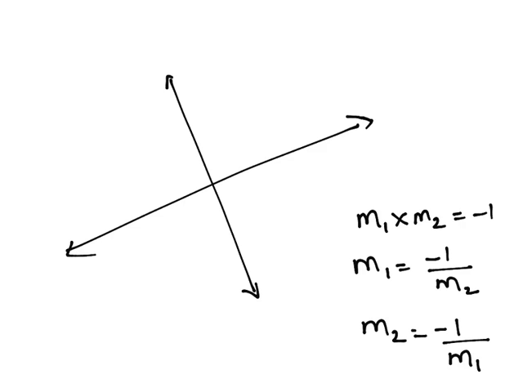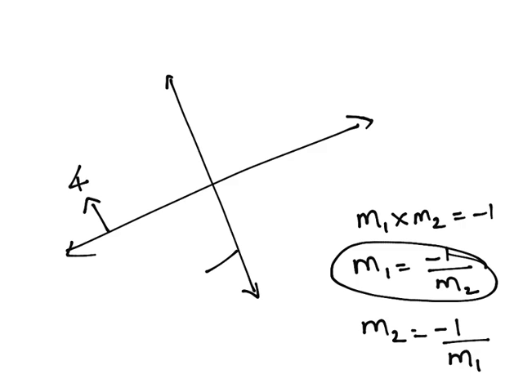Again, what does it mean? It means the slope of one line will be the negative reciprocal of the slope of the other line. So let's say the slope of this line is 4. Now the slope of the perpendicular line will be, we know that the reciprocal of 4 is 1 by 4, a negative reciprocal, so -1 by 4. Suppose, let's say, okay, let me erase this.